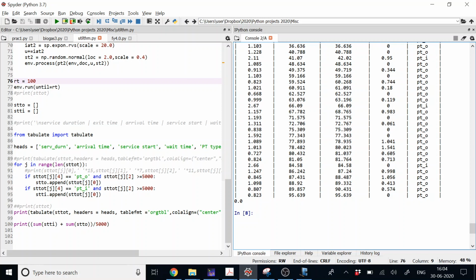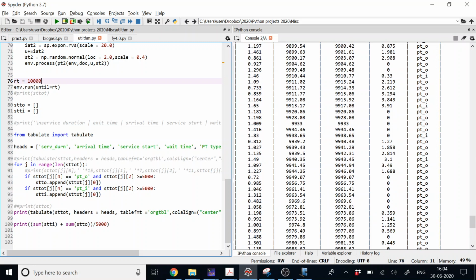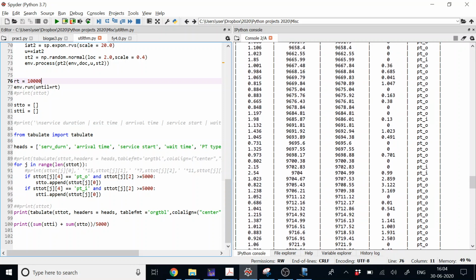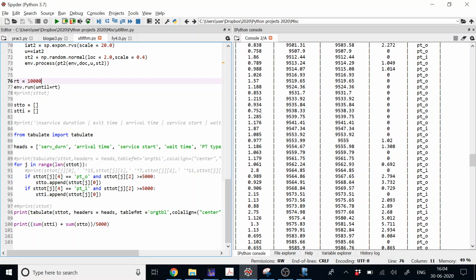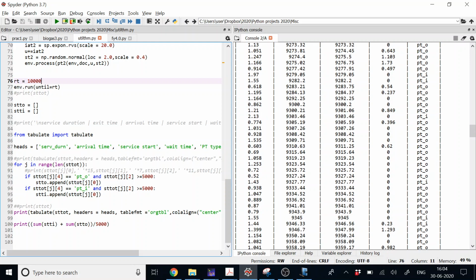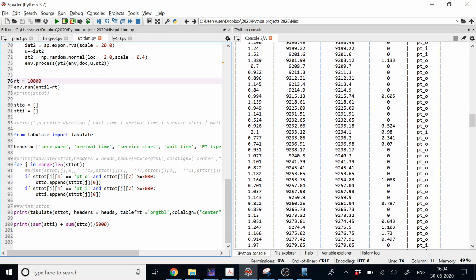Now similarly, I can run this until 10,000. Okay, and then let's see what happens. Now you can see that I'm having a lot more wait times here, but in general it does seem you have a lot more zeros than you have wait time. So in general you see that it's not running at anything close to 100% utilization.